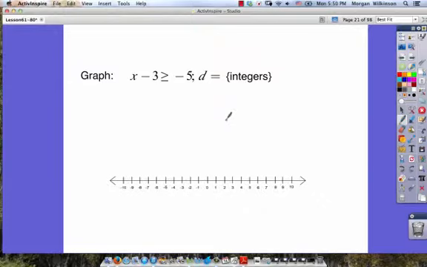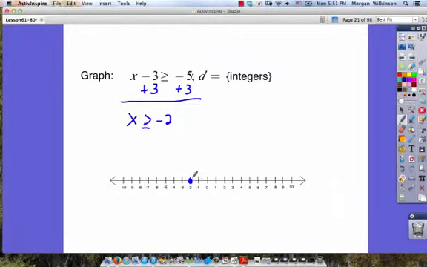Here's our final problem. Here we have x minus 3 is greater than or equal to -5, and our domain is integers. In this, we want to know what x is going to be. So we need to add 3 to both sides. We want to isolate x. So all we have to do is undo the subtraction of 3 by adding 3. So we get x is greater than or equal to negative 5 plus 3, which must be negative 2.